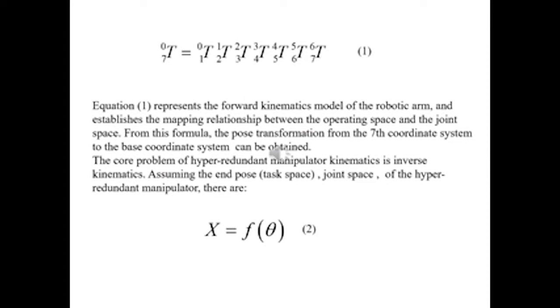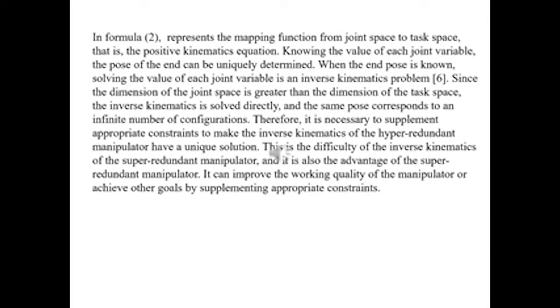Equation 1 represents the forward kinematics model of the robotic arm, and establishes the mapping relationship between the operating space and the joint space. From this formula, the pose transformation from the 7th coordinate system to the base coordinate system can be obtained. The core problem of hyper-redundant manipulator kinematics is inverse kinematics. Assuming the end pose, task space, joint space, of the hyper-redundant manipulator, there are 2. In the formula, 2 represents the mapping function from joint space to task space, that is, the forward kinematics equation. Knowing the value of each joint variable, the pose of the end can be uniquely determined. When the end pose is known, solving the value of each joint variable is an inverse kinematics problem [6].